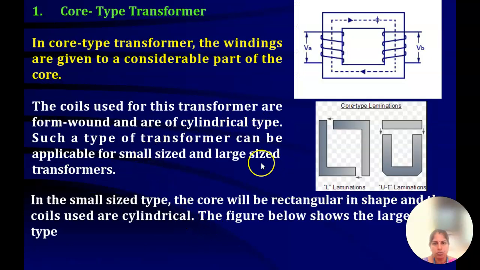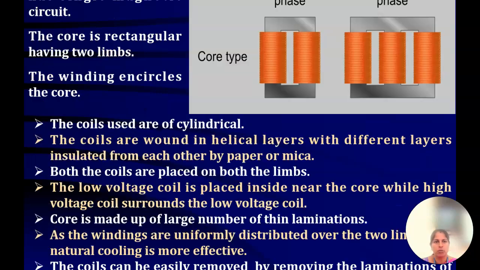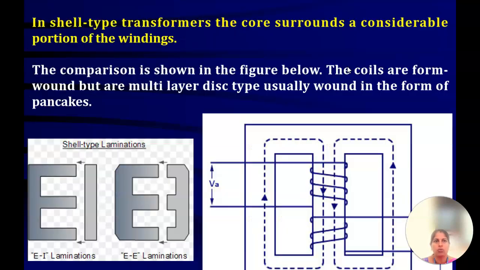This picture shows the core type transformer. In core type transformer, the windings are given to a considerable part of the core. The coils used for this transformer are form wound and are of cylindrical type. Such a type of transformer can be applicable for small sized and large sized transformers. And this is the picture of core type transformer, single phase core type and three phase core type transformer.